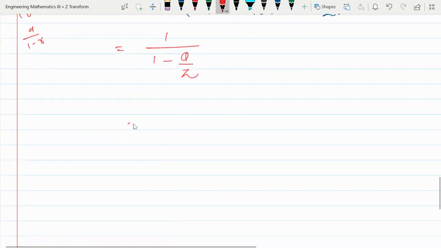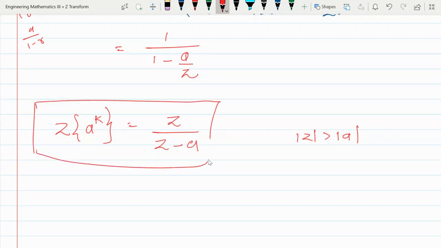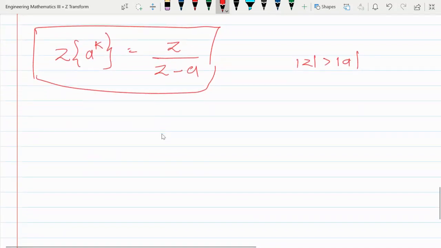And if we solve this, what do I get? z divided by z minus a, and this is the z transform of a raised to k. And obviously mod z is greater than mod a. Isn't it? Okay, fine. Very good. This is the z transform of a raised to k. But what is the z transform for the function fk?